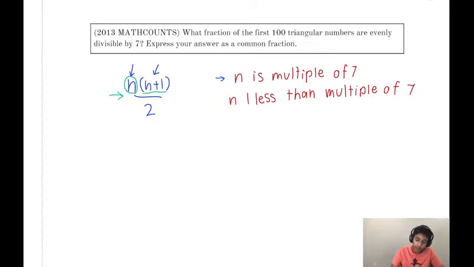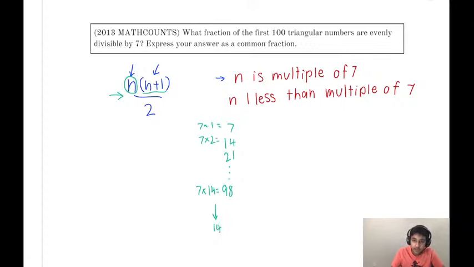So now we just count how many numbers are multiples of 7 or 1 less than multiples of 7. So the numbers that are multiples of 7 are 7, 14, 21 till 98, or 7 times 14. So there's 14 numbers in this case.